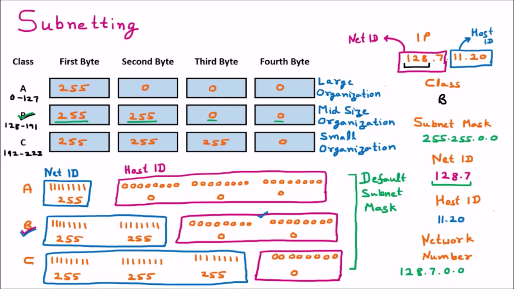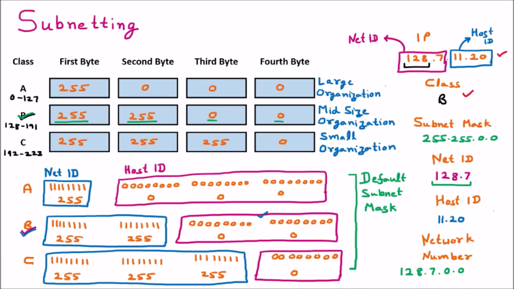So here we have learned subnetting. Subnetting means whenever we divide an IP into small parts, that is called subnetting. And whenever we are doing subnetting, the subnet mask is used. To find that subnet mask, first of all we have to find out which class the IP belongs to. So first we find out the class, and we know that the IP given to us belongs to class B.